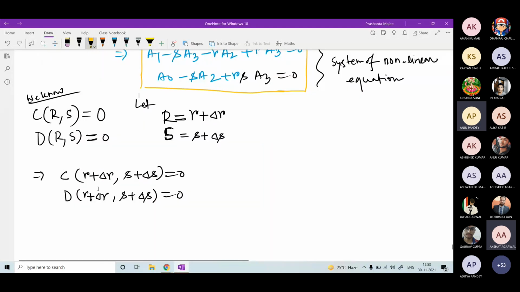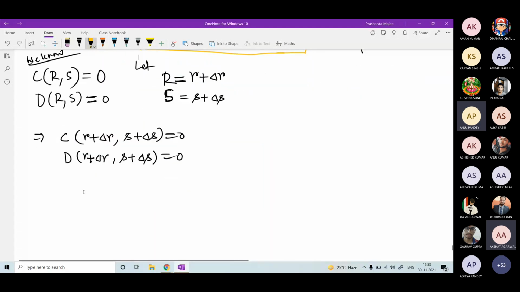So C of R plus delta R and S plus delta S equals 0. D of R plus delta R, S plus delta S equals 0. Now what I am going to do is write this down. If somehow we know what delta R and delta S are, then we can add delta R to R and delta S to S to get the exact factor, isn't it? So that is what we are going to do. How do we find delta R and delta S?